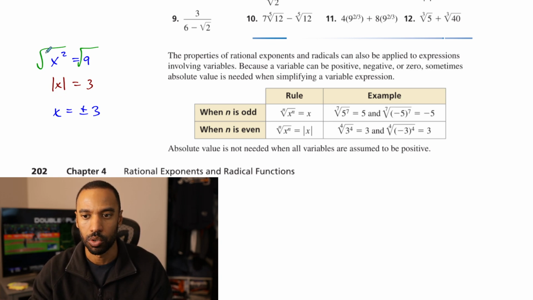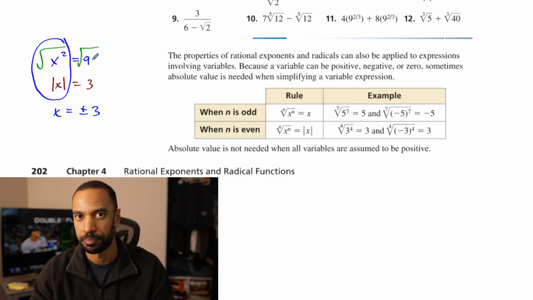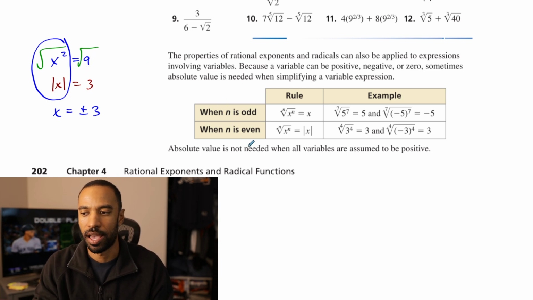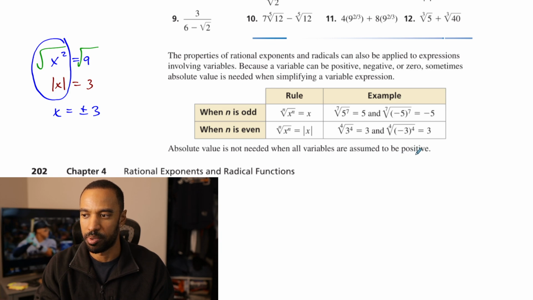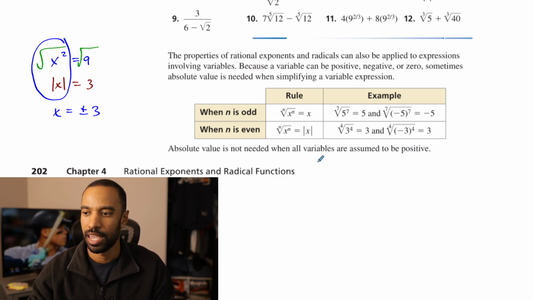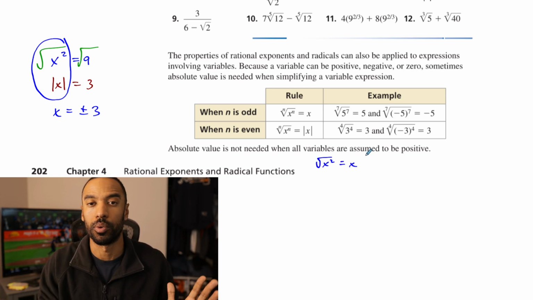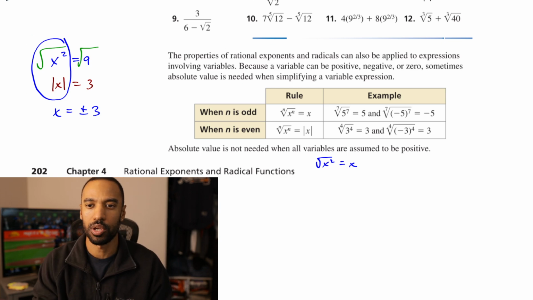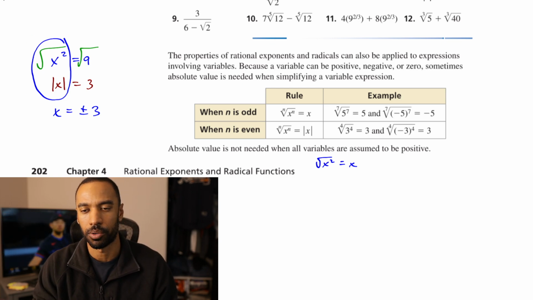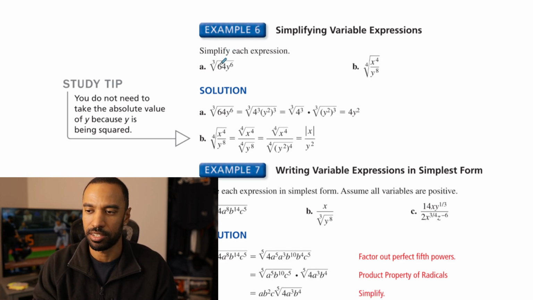And that's the portion where we're seeing that the square root of x squared is indeed the absolute value of x, given that this was a second root, an even root. Now, absolute value is not needed when all variables are assumed to be positive. If they assume all variables are positive, then in this case, the square root of x squared is just x, because it's just a positive number. We don't care about the negative result. We'll see what they ask us to do in one case or the other. I don't know if they will separate. So let's see some examples of that, simplifying each expression.